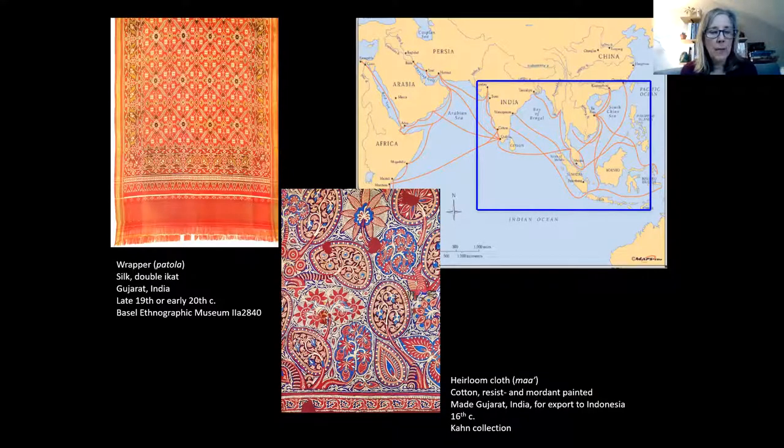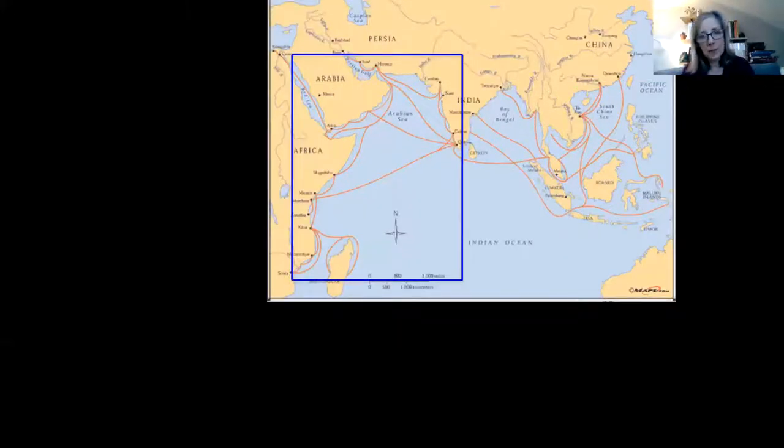Everyone would probably recognize our double ikat silk patola, which you see in the upper left, and then our painted and printed mordant and resist dyed cottons, both coming from India and going into Southeast Asia as part of the spice trade. But I'm going to be looking at the other side of the ocean, the western side, where some of these trade textiles are a lot less known.